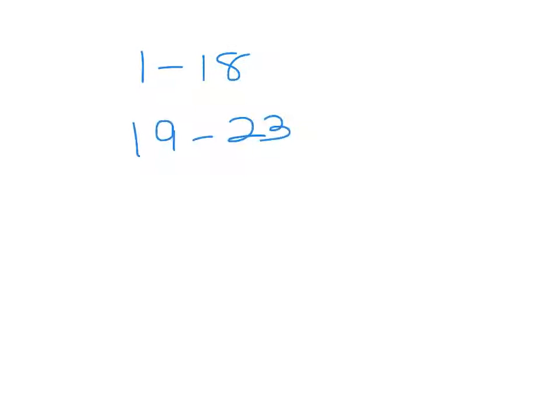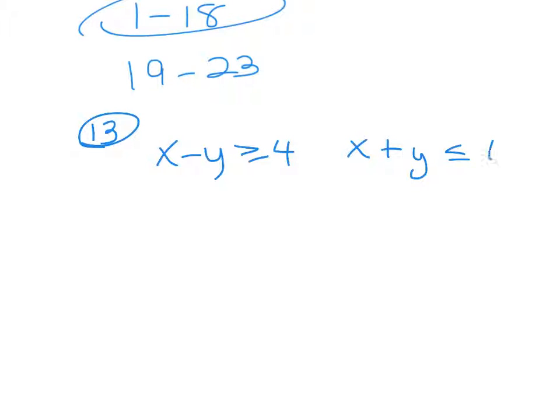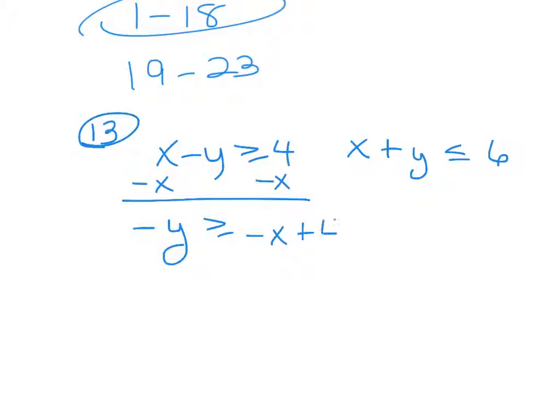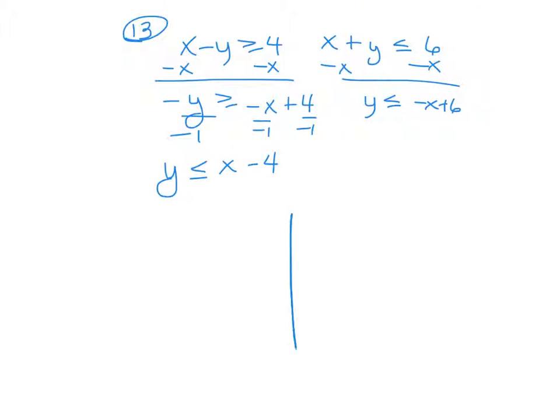So again, from this section, if you're given something like number 13, x minus y greater than or equal to 4, and x plus y less than or equal to 6, I need to fix both of these. So I'm going to subtract the x: negative y greater than or equal to negative x plus 4. Divide everything by negative 1. Reverse the symbol. Over here, all I need to do is move the x. And now I can graph.